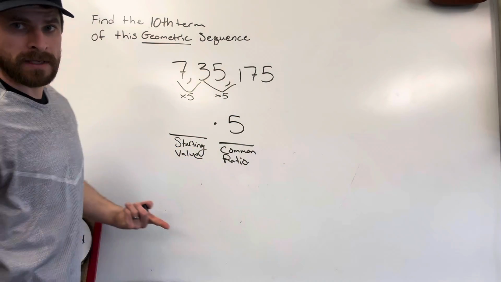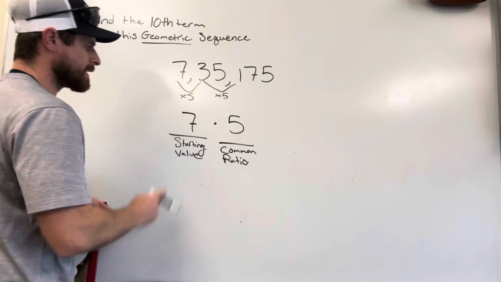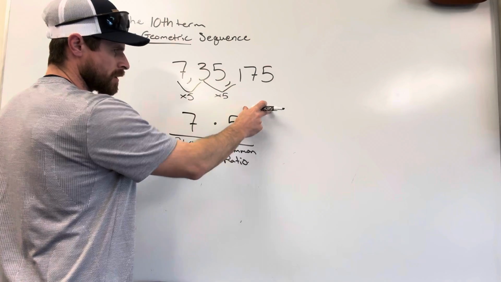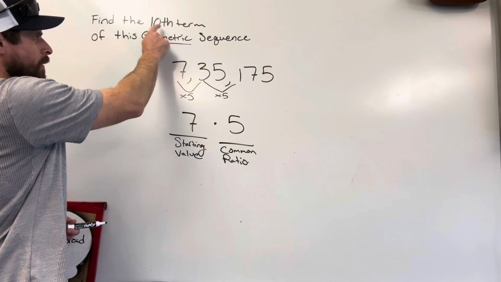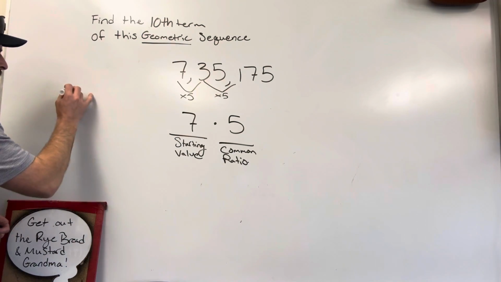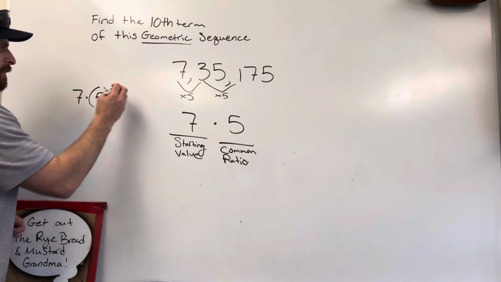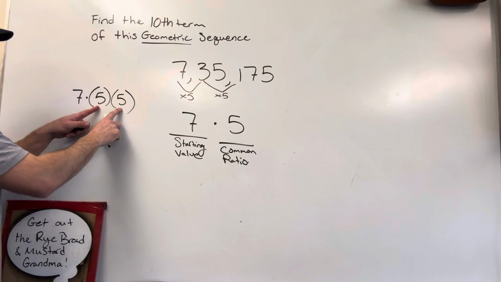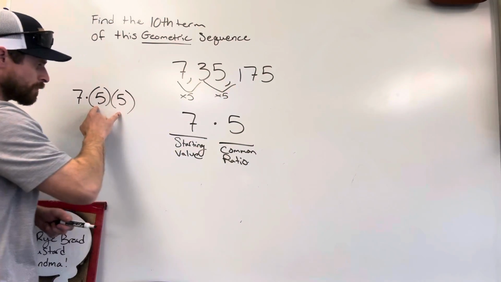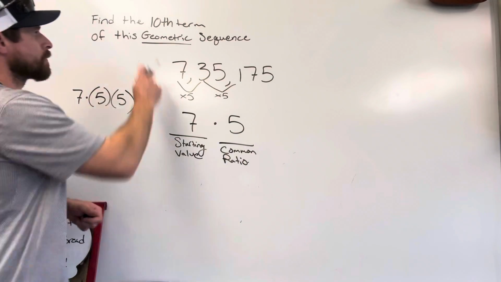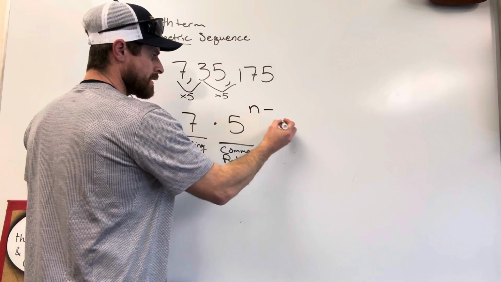Our starting value is easy to figure out because it's the starting number, 7. So we need to take 7 times 5, but we need an exponent up here because we're doing that repeated multiplication, but we don't want to say 10. Why don't we want to say 10? Because remember, this is like 7 times 5 times 5, but only 2 5s would only get me to the third term. So if the third term is 2 5s, we always want to take one away. So if we're looking for the 10th term, we would say n minus 1.